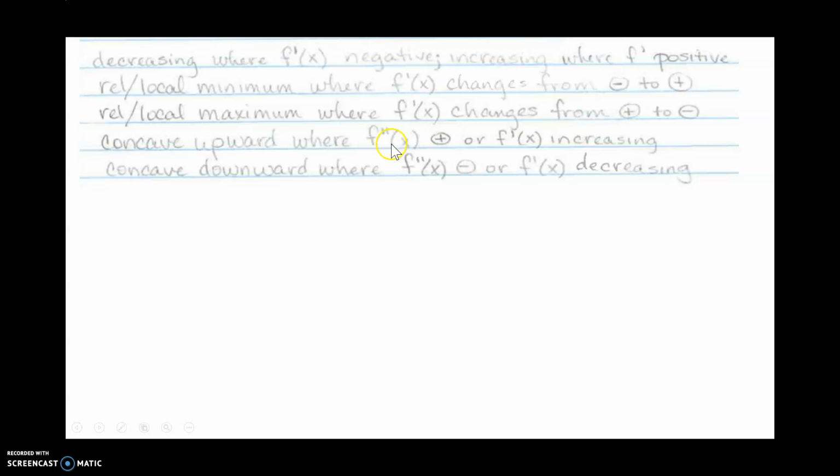Anywhere your second derivative is positive or your first derivative is increasing, your function will be concave upward. And anywhere your first derivative is decreasing or your second derivative is negative, your graph will be concave downward. Where it changes concavity, you have a point of inflection.